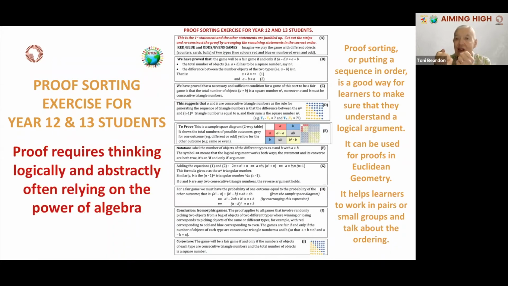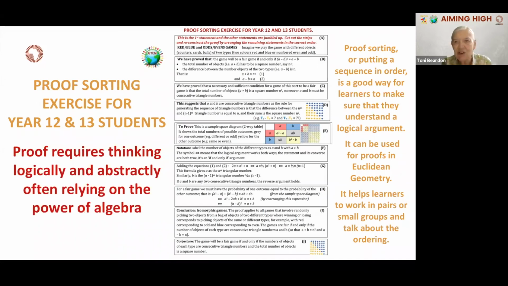So 3 and 6 was 3 red and 6 blue, or 3 odds and 6 evens, and 3 and 6 are two consecutive triangle numbers, and that gave us a fair game. And it always happens. And what you see in this jumble here, which is waiting to be sorted out, is a proof of that result.